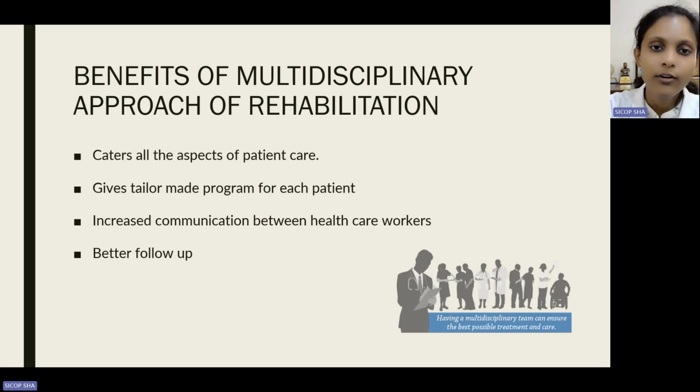It gives a tailor-made program for each patient. Each patient has a specific disease, as we have seen just now. The patients have different conditions, so they need different rehabilitation. Based on that, the tailor-made program is made.